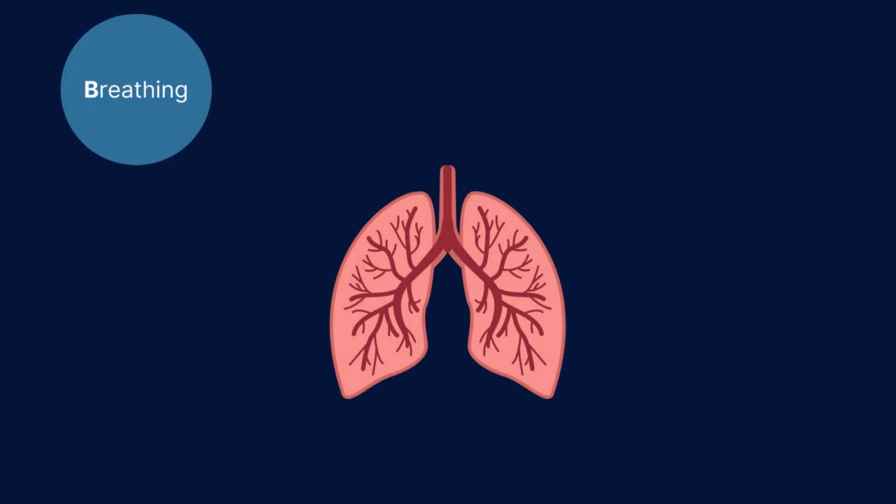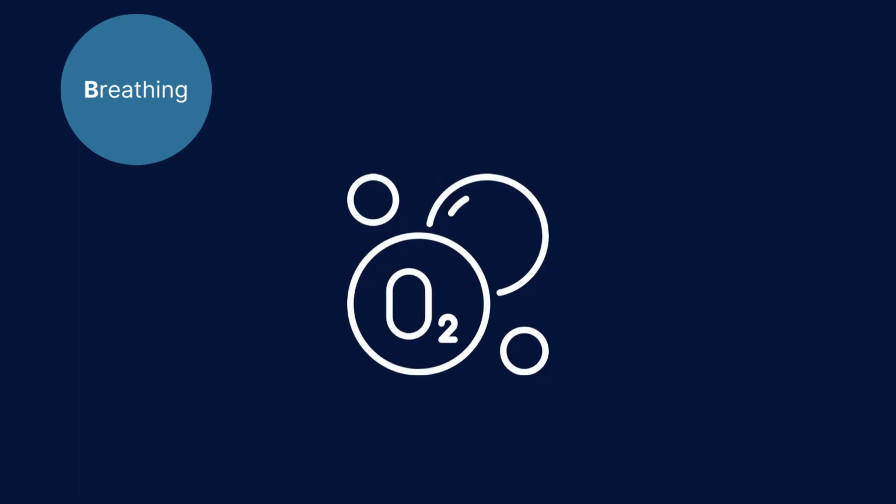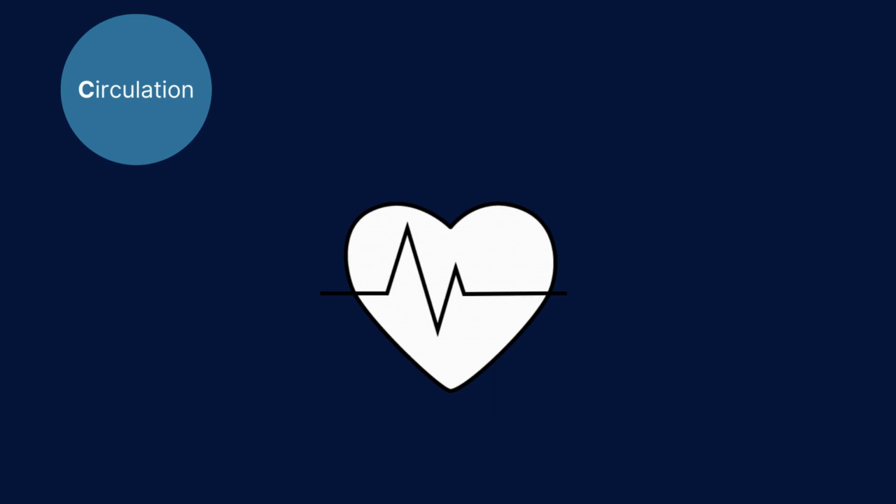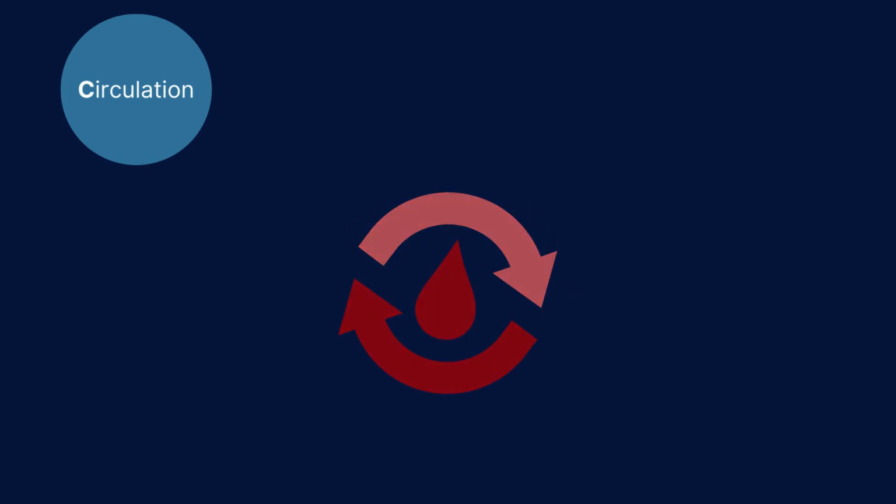Breathing. After confirming that the airway is not obstructed, the medical team will check the patient's breathing by gauging their respiratory rate, if they have any chest deformities, and their oxygen status. The medical team may provide assisted ventilation and supplementary oxygen. Circulation. For this part of the assessment, the medical team will gauge the patient's heart rate, blood circulation, and blood pressure.